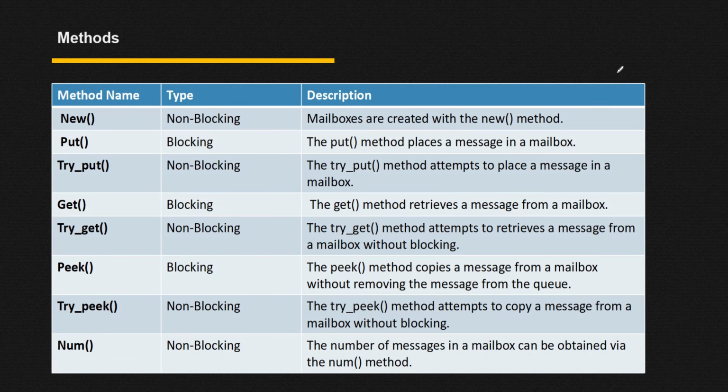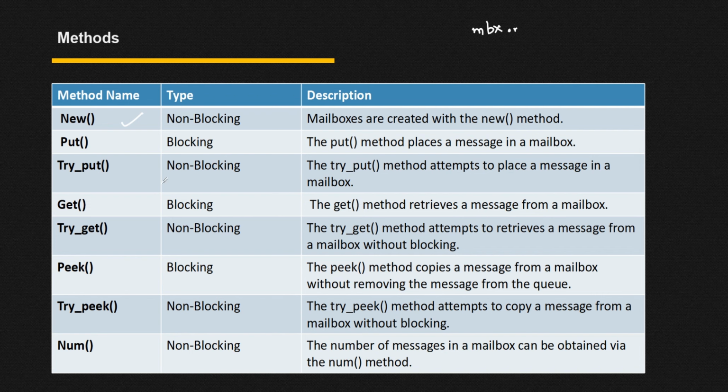Now see, these are the methods which were available with our mailbox. First of all, we have the new method. Whenever you want to create a mailbox instance, you can use this new method, and as you have seen, whenever we want to allocate the size of the mailbox, we use this new method.